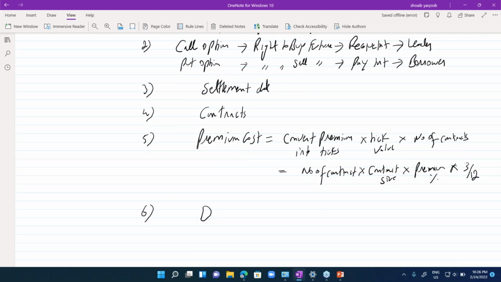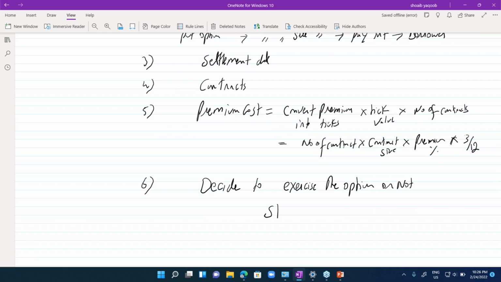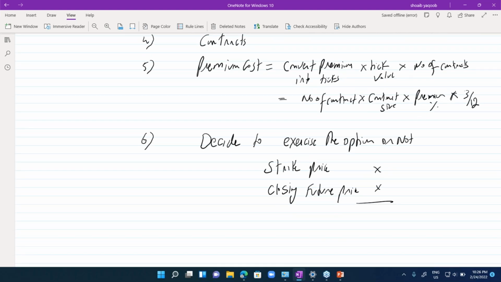Then decide to exercise the option or not, by comparing strike price with closing future price. Always compare the option with the closing future price. It can only be a gain. In case of loss, you will not be exercising.